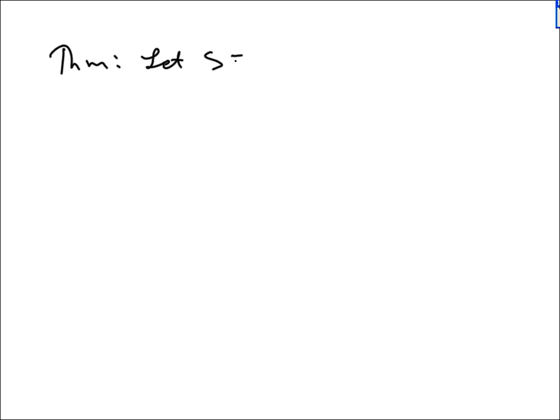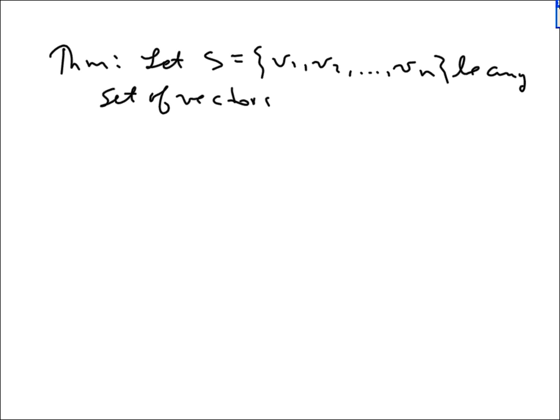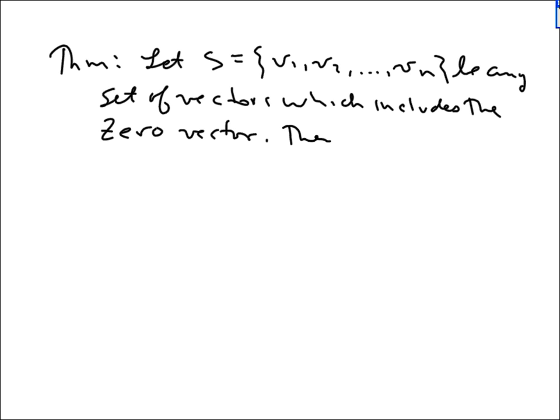Let S equal {V1, V2, up to Vn} be any set of vectors which includes the 0 vector. One of those vectors is a 0 vector. Then S is a linearly dependent set.